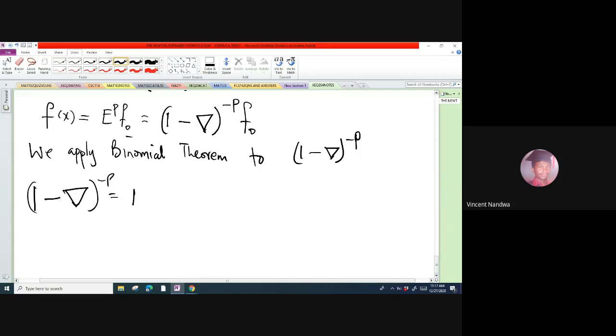we're given by 1, and then plus p backward, plus p into p plus 1 over 2 factorial backward squared, plus p into p plus 1 into p plus 2 over 3 factorial backward power 3, plus other several terms.